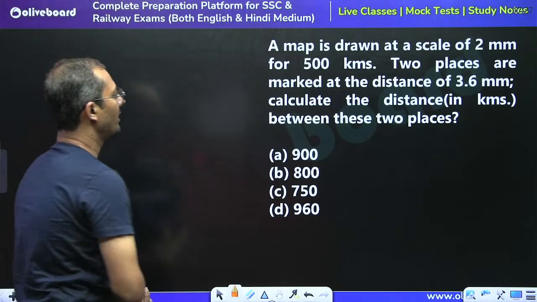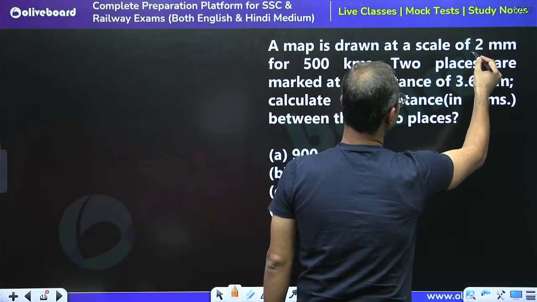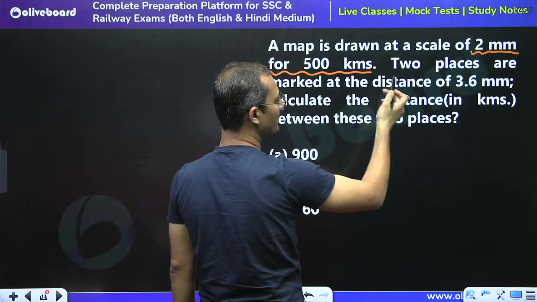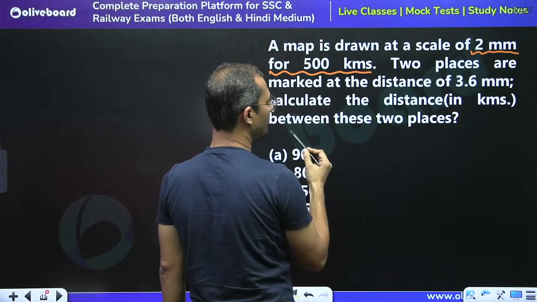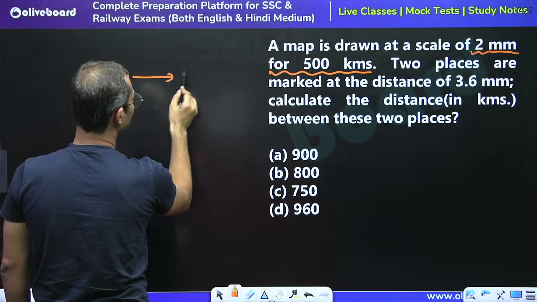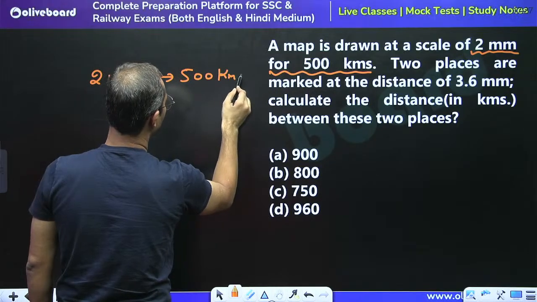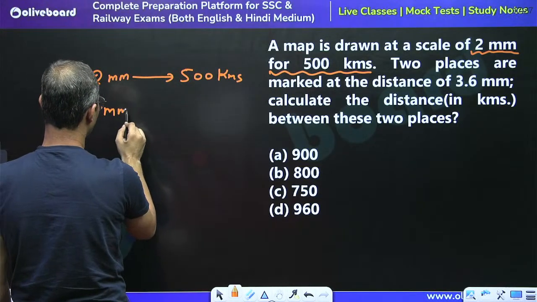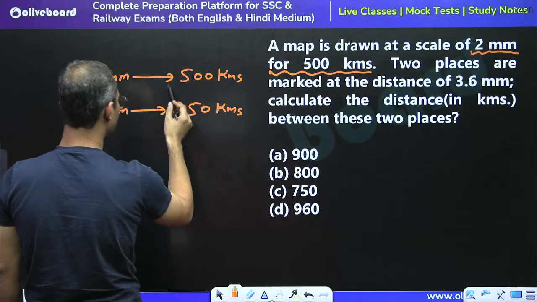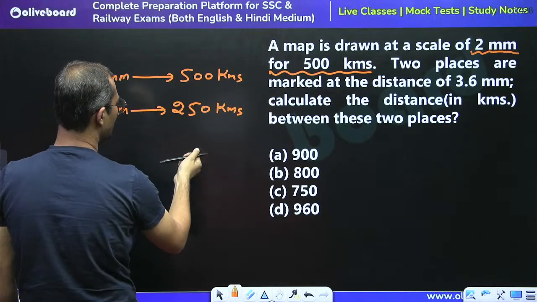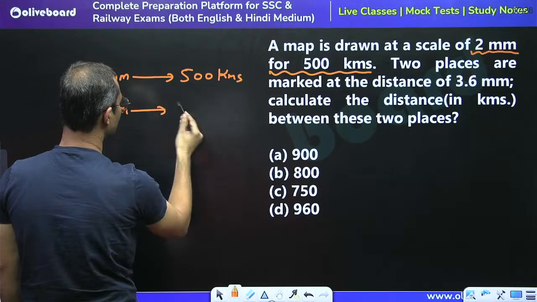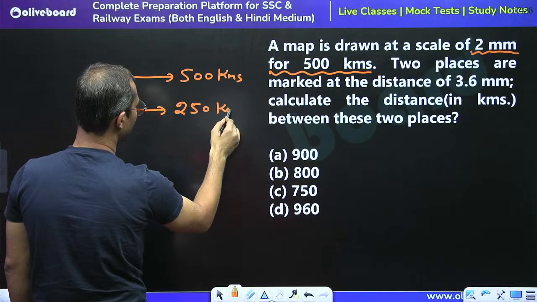See, a map is drawn at a scale. So scale is 2 mm for 500 kilometers, right? 2 millimeter space is representing 500. So how much is 1 mm? So 1 mm space is representing 250 kilometers, right? 500 divided by 2, so we can write it 250 kilometers. Is this clear?